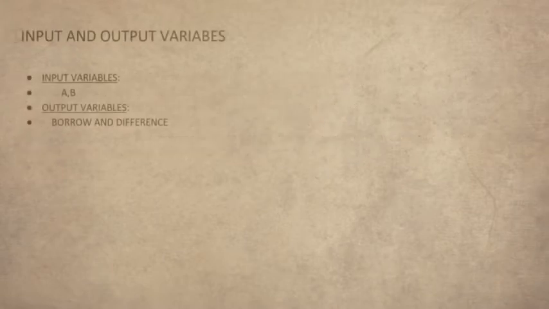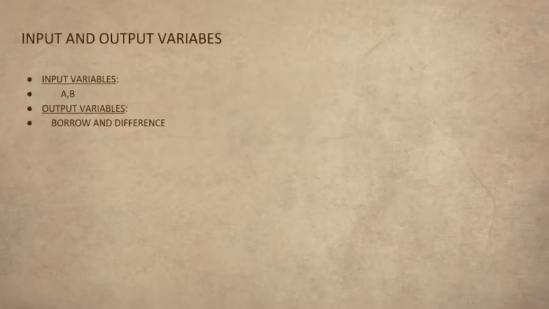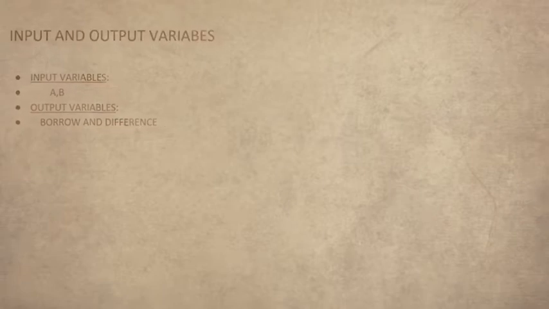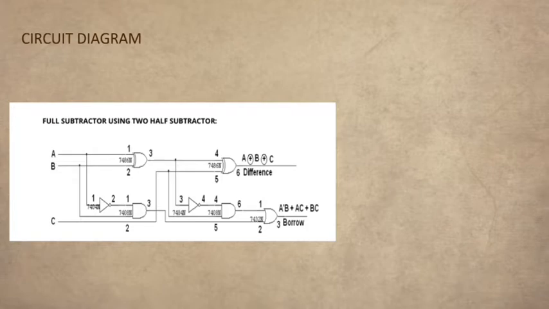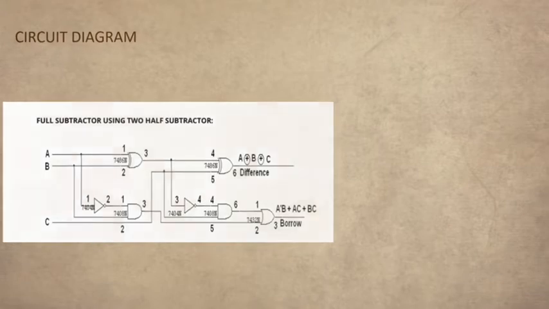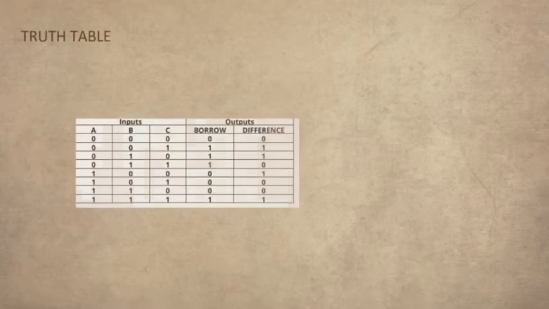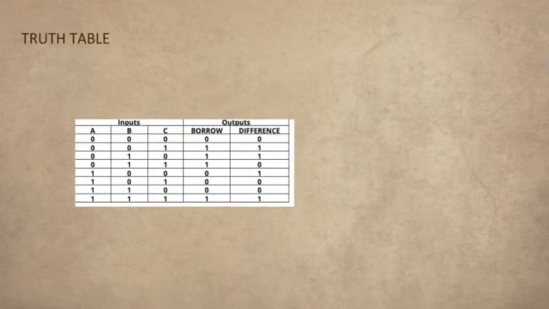The input and output variables. Input variables are A and B. Output variables are borrow and difference. This is the circuit diagram. This is the truth table for full subtractor. This is the K map.